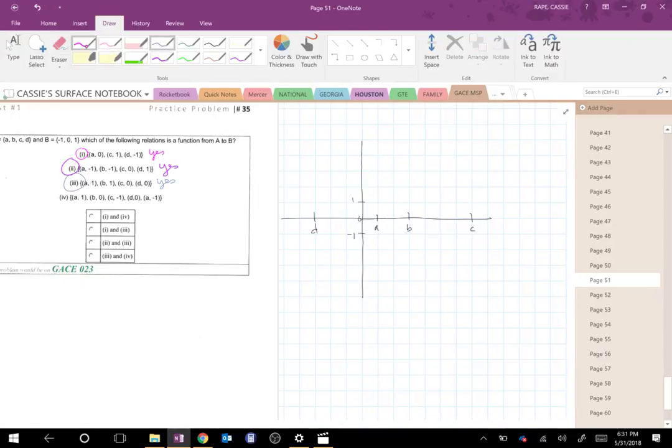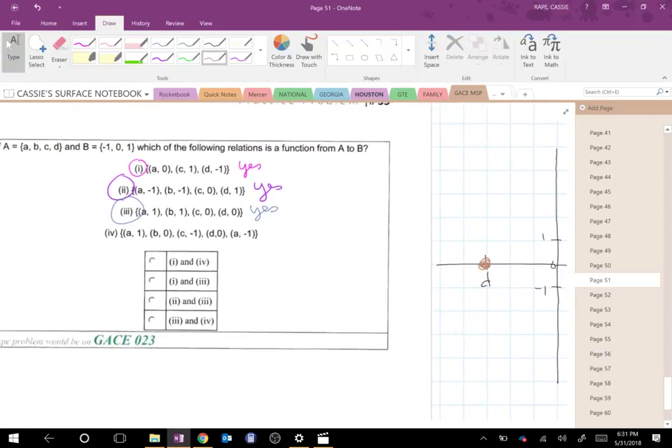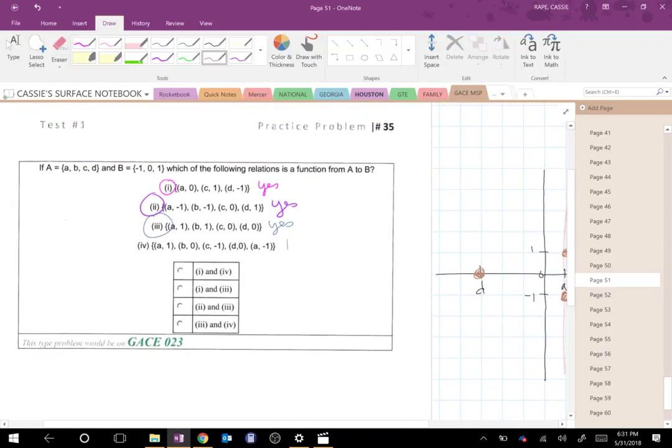Lastly, we're going to do, in brown, A1, right there, B0, right there, C -1, there it is, D0, and A -1. Uh-oh. Fails. If it fails once, it fails entirely. So IV, or 4, is no.